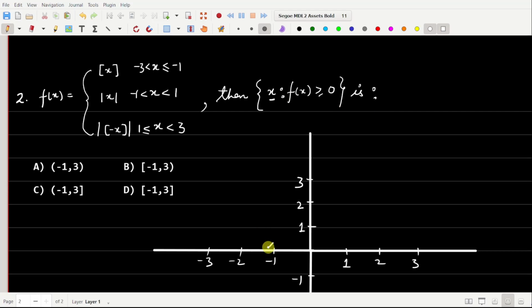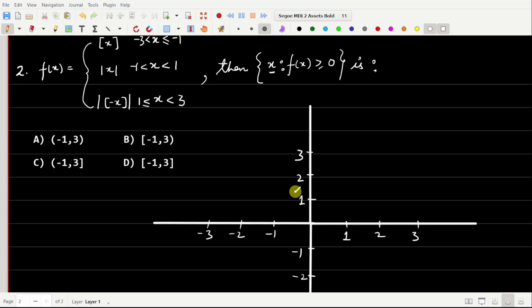For this particular question we just have to draw the graph of f(x) and then check for all values of x those values for which f(x) is positive, meaning it lies only above the x-axis, right? So let us draw the graph.